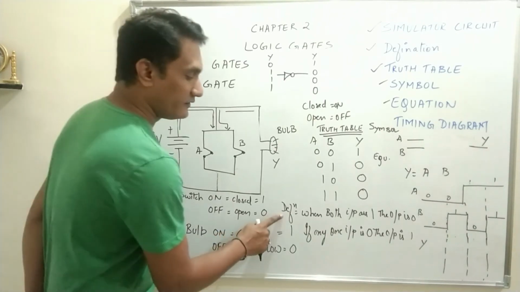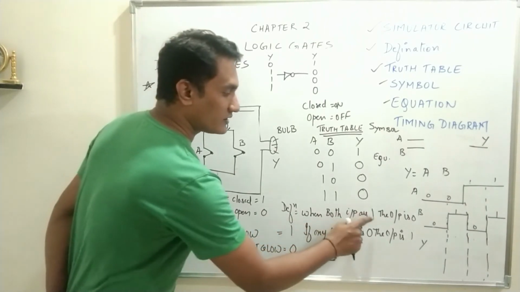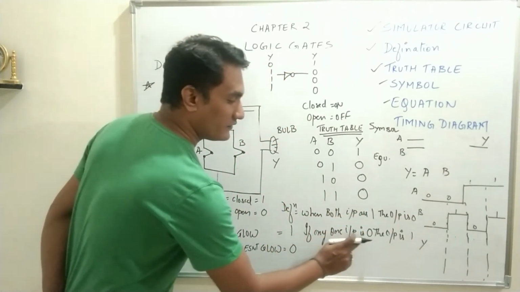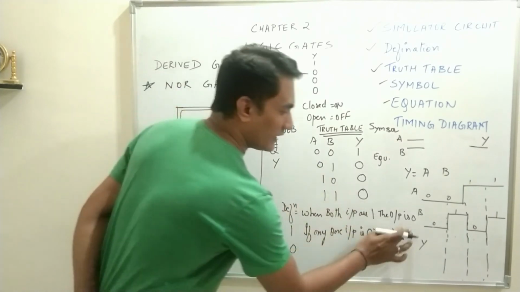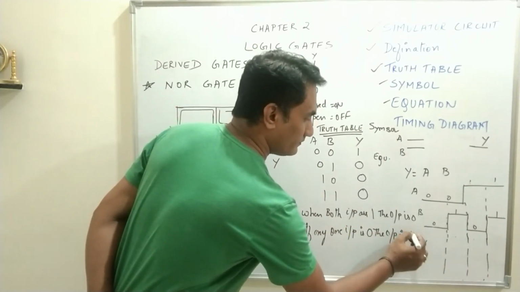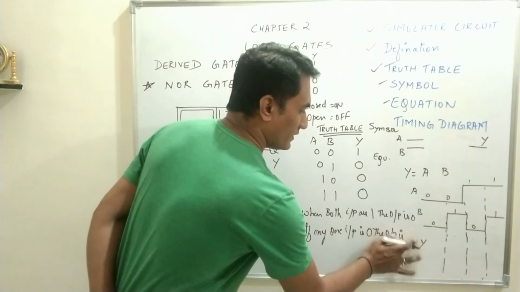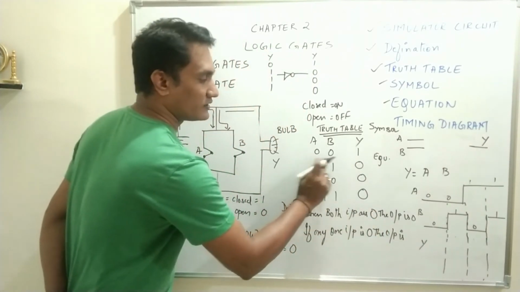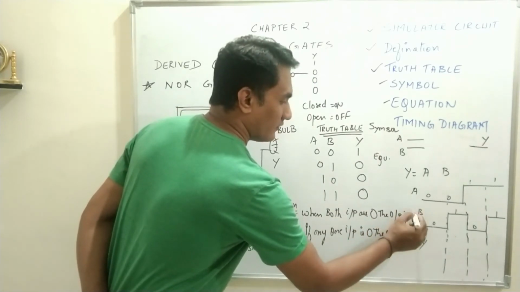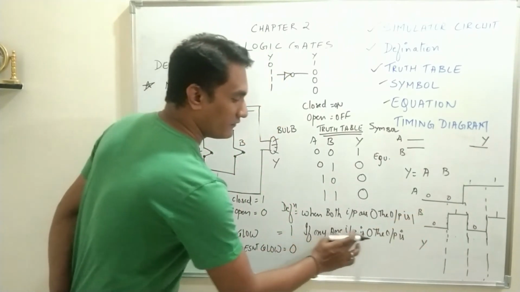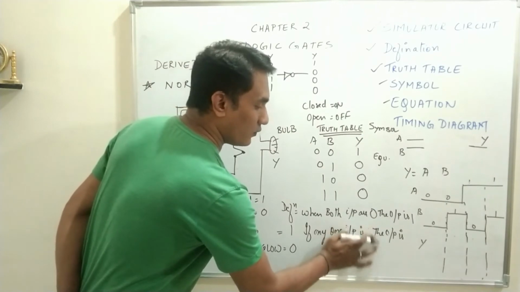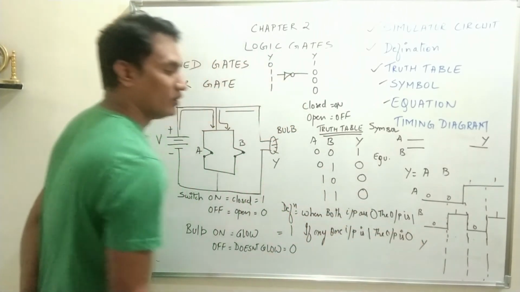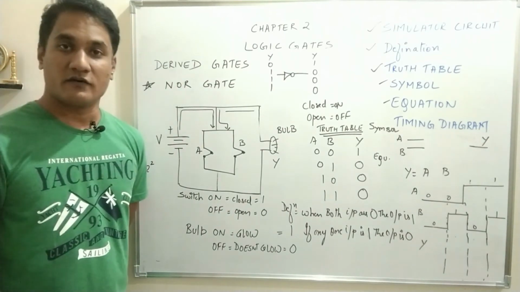So how will we write the definition? When both the inputs are 0, the output is 1. If any one of the input is 1, the output is 0. So this is the definition of NOR gate.